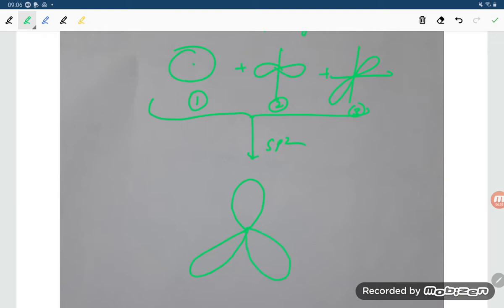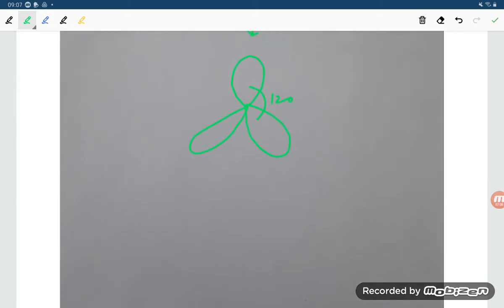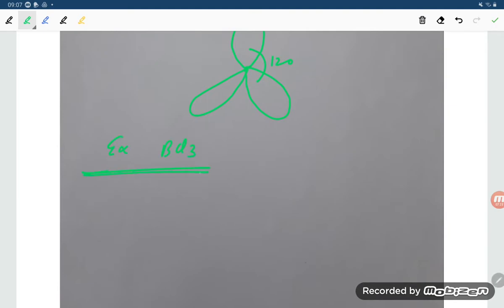So three new orbitals, and the bond angle will be 120 degrees. Now, students, this hybrid orbital we have to explain with the help of an example. So for example, you can take BCl3. If you take BCl3, the central atom is boron.